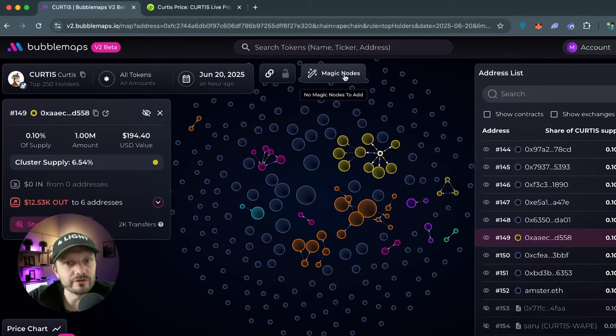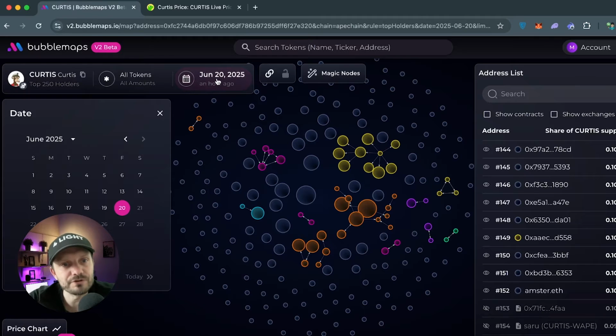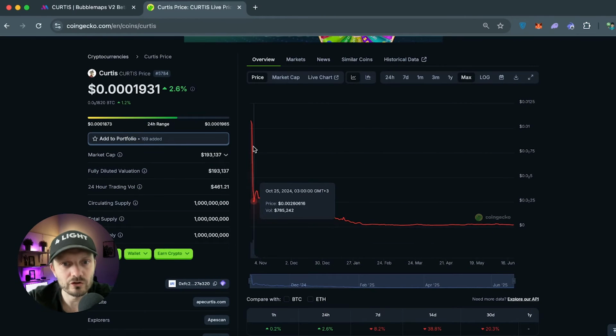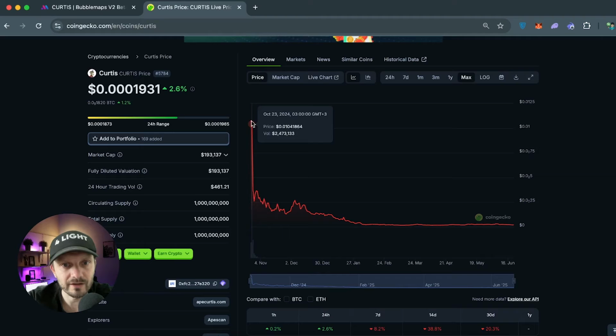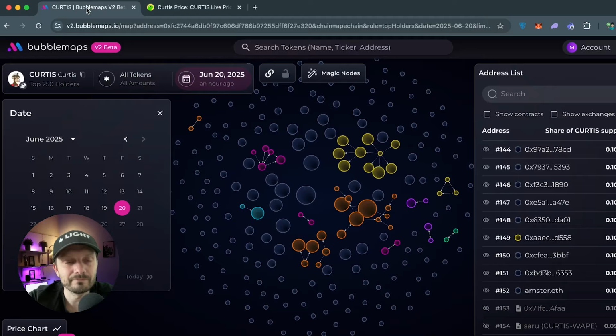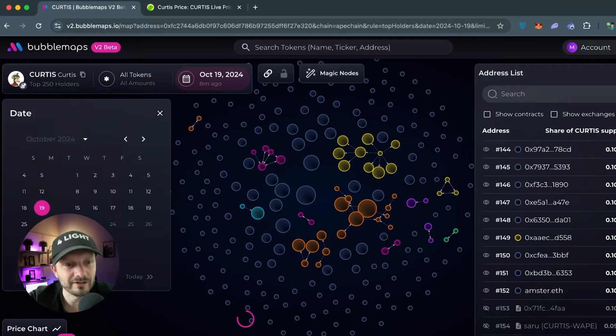We can also use the magic nodes if they are available. For this token, there are no magic nodes. I recommend you use the time travel option. How to work with time travel, I already posted a video. Check the launch date. How was it at the beginning? Because the chart looks like this one. It was around October 24, and the price went significantly down. That's why probably something was wrong with this token at the launch day.